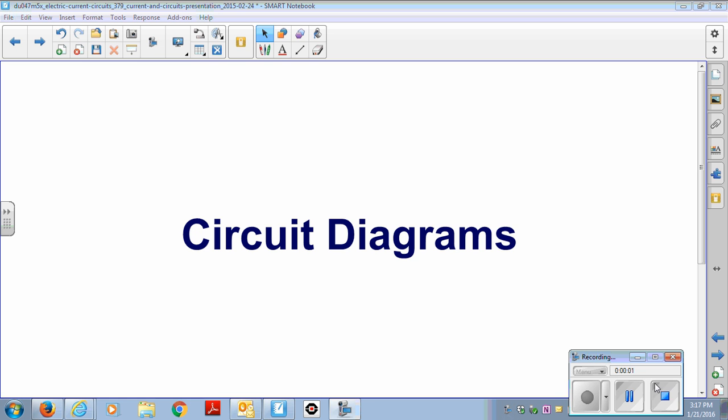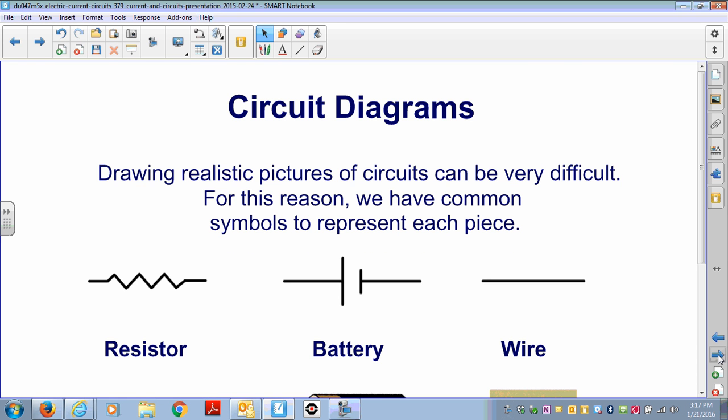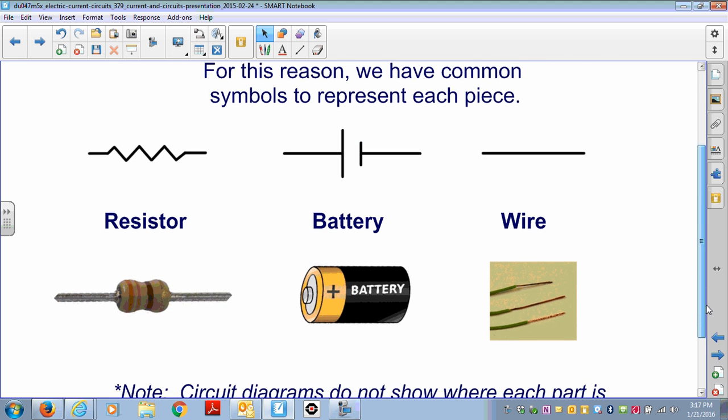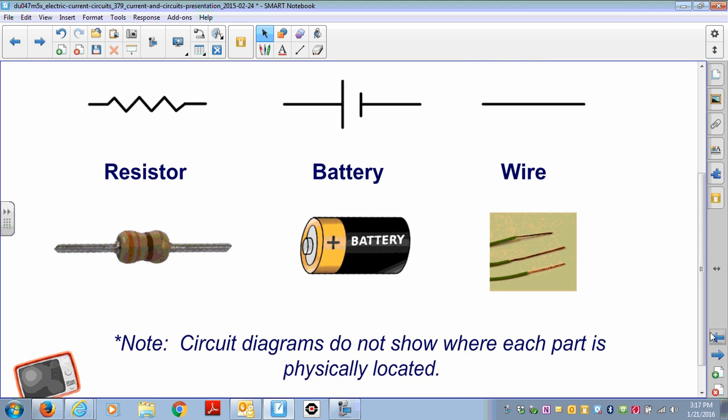This lecture is on circuit diagrams. Drawing realistic pictures of circuits can be very difficult. For this reason, we have common symbols to represent each piece. Here we see a resistor, a battery, and wire. Note that circuit diagrams do not show where each part is physically located.